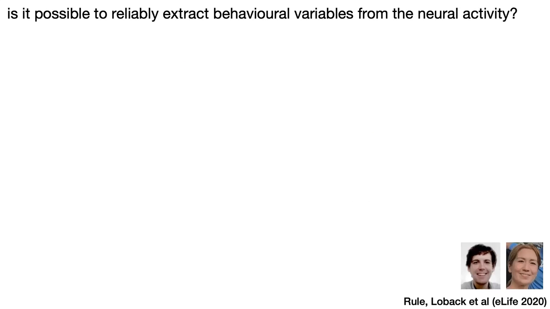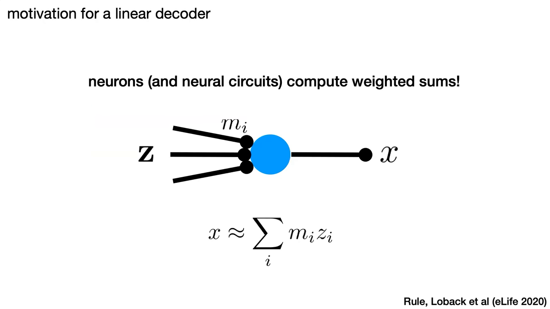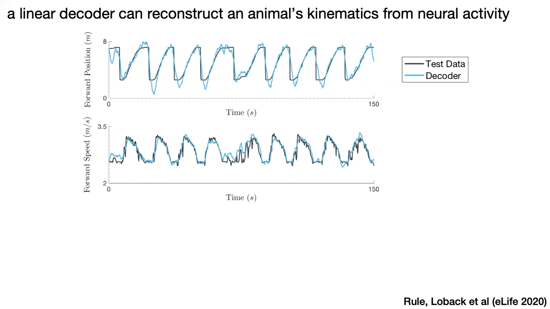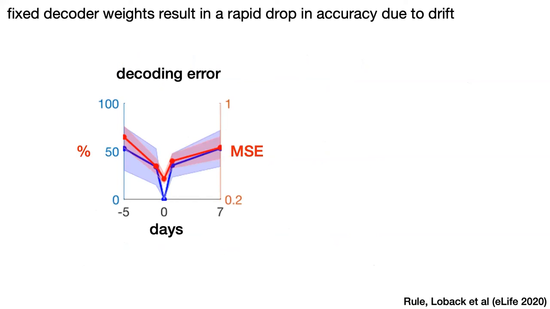Okay, so where was I? Right. We have this neural linear decoder. This allows us to reconstruct what the animal's doing. We can pull out its location, its velocity, and its heading in the maze. So this is nice. And unsurprisingly, if we build this linear decoder, fix the parameters, and then test that same decoder on subsequent or previous days, it doesn't do so well because there's drift, okay?